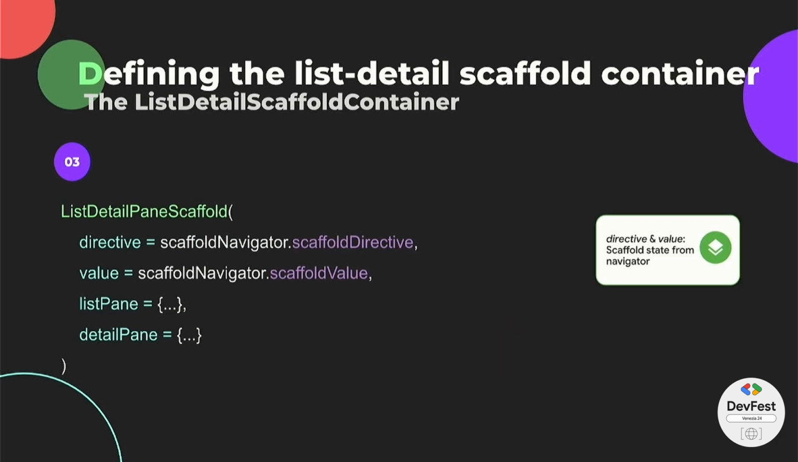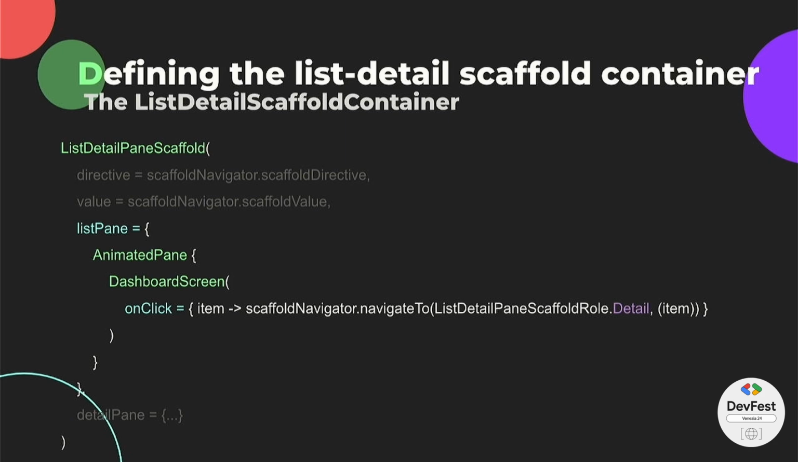So the list detail pane scaffold, there are only five items which you need to define. You need to define a directive as well as a value. And all of this you can get from the scaffold navigator, which I've passed in there. Then you need to define the list. So this is the composable that will represent the list of items to show on the screen, as well as the detail, which will show the item that's going to be clicked on the screen.